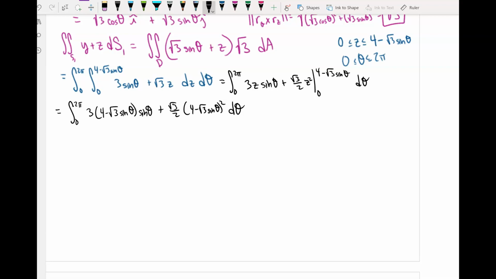Okay, so what is this going to give me? So this guy is going to give me 0 to 2 pi, so I'm going to get 12. So the first one's 12 sine theta, so I'm just taking these guys. And then the other one will be minus 3 square root of 3 sine squared theta. Then I'm going to have square root of 3 over 2. And then on the inside, oh gosh, okay, 16 plus, no, that's the minus 4 square root of 3, that's going to be 8 square root of 3 sine theta plus 3 sine squared theta.